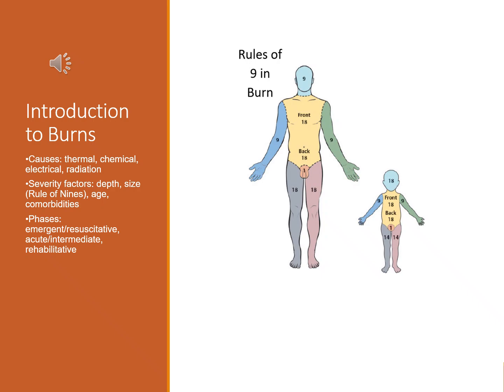So if I gave you an example of a patient who was burned to the entire left arm and the anterior trunk, I would ask how much is the total area of burn to the patient. So anterior trunk is 18% and the left arm is 9%. That would be a total of 27% burn. So rule of 9s is important to know, and then just understanding the phases of that care.